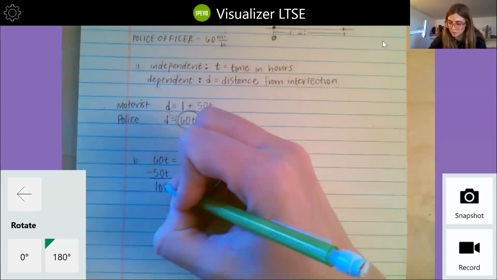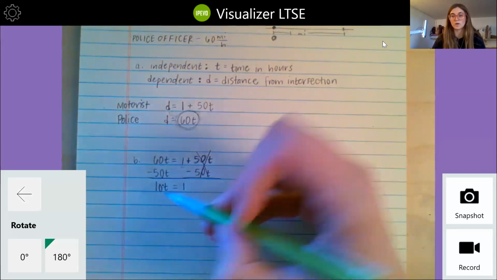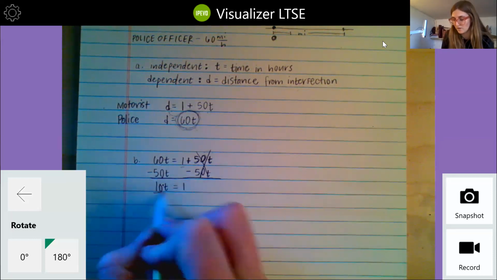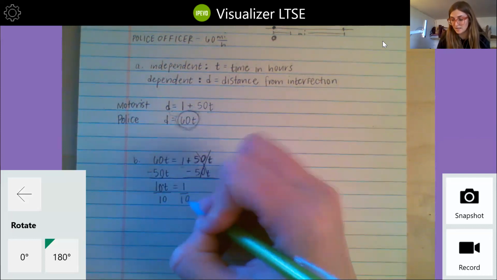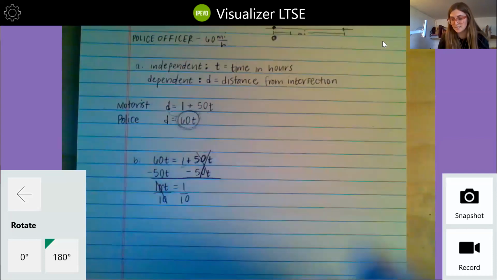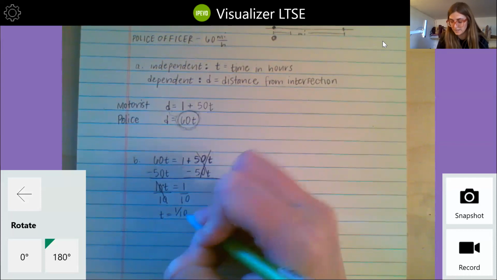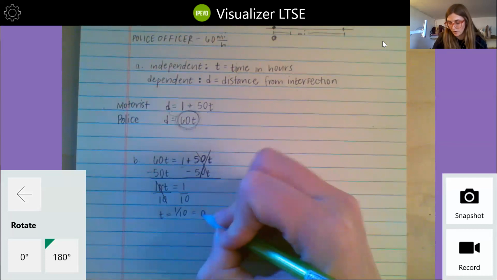There's an invisible multiplication sign between the t and the 10, so I know I have to undo multiplication by using its inverse operation, which is division. I'm going to divide this side by 10, which means I also divide the other side by 10. These 10s cancel out, and I'm left with t equals 1 over 10. Let's write that as a decimal. That's going to be 0.1.